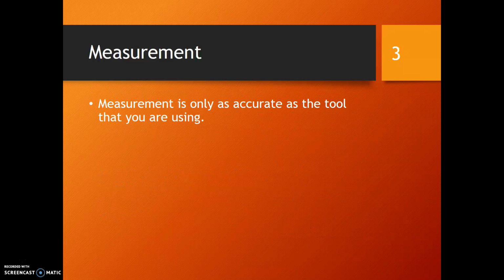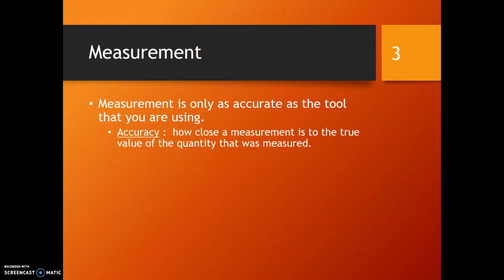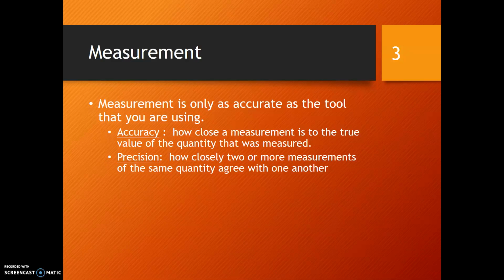So a measurement can only be as accurate as the tool that you're using to measure. So the first question is, well, what is accuracy? Well, as you might imagine, it's how close your measurement is to the true value of whatever amount you're measuring. It also needs to be precise, which means it has to have two or more closely related measurements that agree with one another.